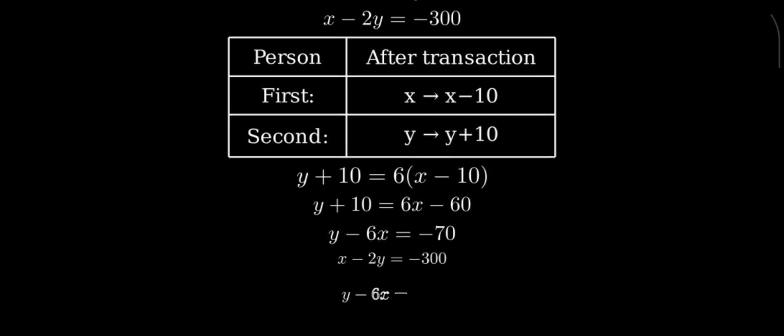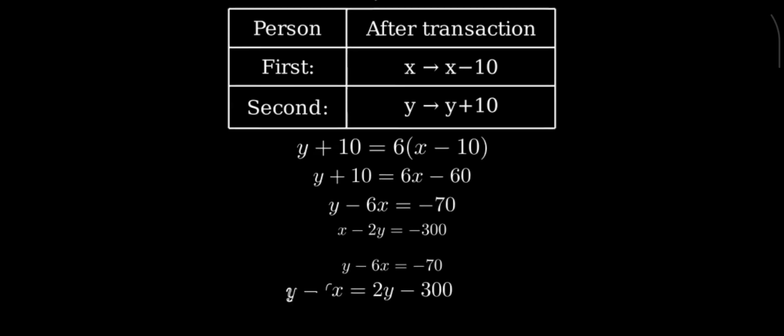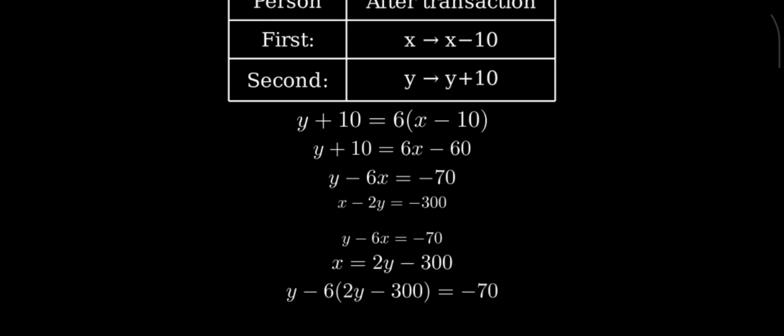We now have our two equations in standard form. Equation 1: x minus 2y equals negative 300. Equation 2: y minus 6x equals negative 70. Let's clearly write the system we'll solve. Let's use substitution. From the first equation, x equals 2y minus 300.